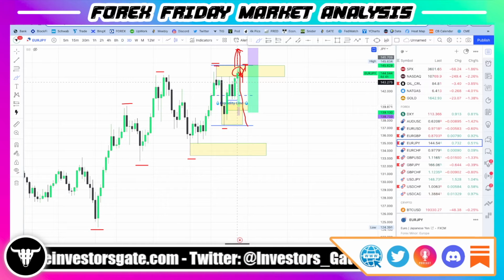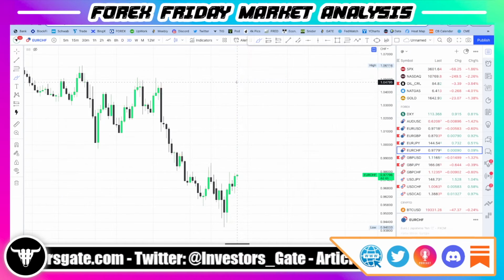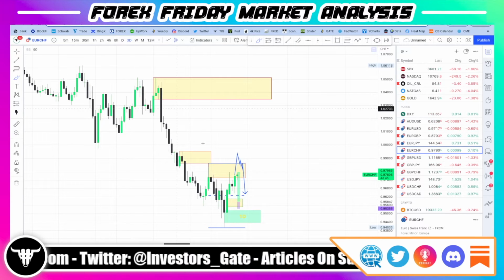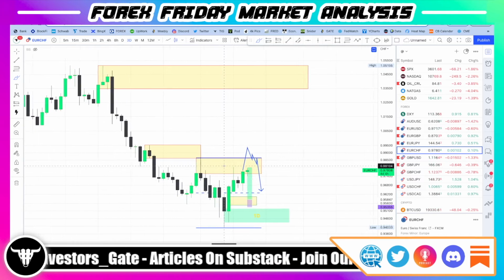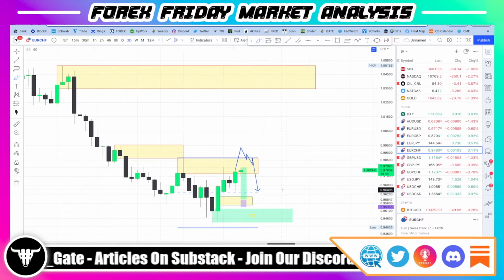My man. So let's transition. What is this? So this is Euro Swiss Franc, and we got this range, 3-day range right here, right? So I already have this kind of mapped out.